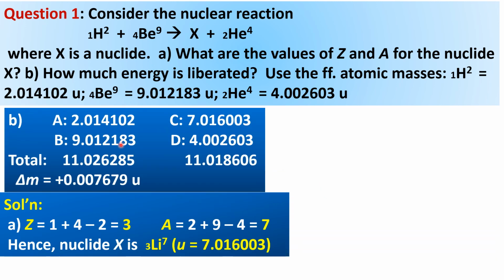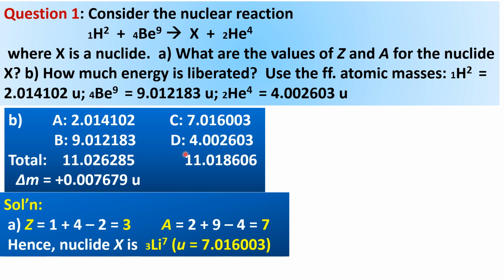Alright, so for our question letter B, again, we get the total mass of the initial elements or nuclides, such as deuterium and that of beryllium. So this atomic mass, 2.014102, will just be added to that of beryllium, which is 9.012183, for a total of 11.026285 atomic mass unit.